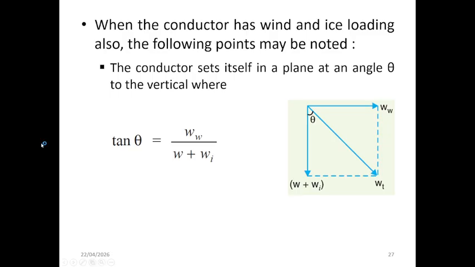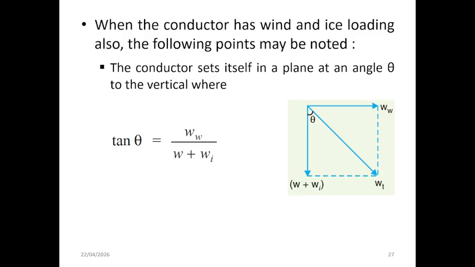Okay, this slide explains how the presence of both wind and ice loading changes the orientation of the conductor in space. Under these combined forces, the conductor no longer hangs in a purely vertical plane, and instead it shifts and settles in a plane inclined at an angle theta, you can see here, to the vertical. The reason for this inclination is the simultaneous action of two forces.